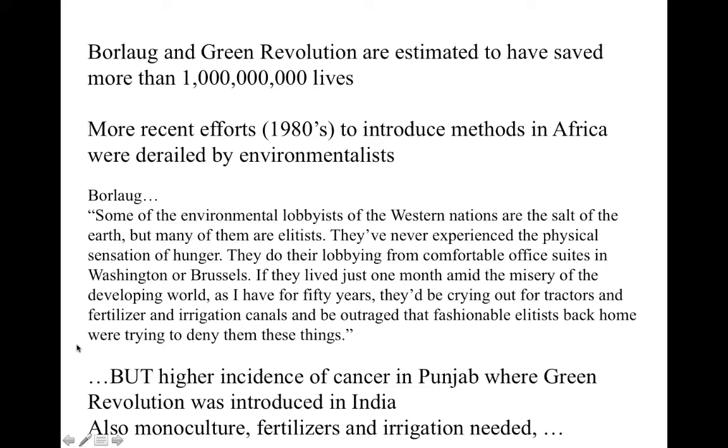But the environmentalists do have some valid points. People in India have gone and looked in the region of Punjab, where the Green Revolution started in the 1960s, and there is a higher incidence of cancer amongst the people living there than there was before. Also, there are the techniques of monoculture, reducing biodiversity, fertilizers, and the irrigation that's needed. Irrigation is necessary for the Green Revolution techniques. And the environmentalists do have valid points.